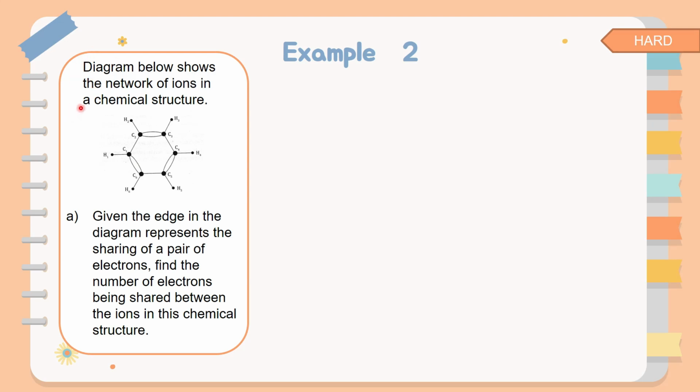Okay, the diagram below shows the network of ions in the chemical structure. Okay, this is the chemical structure. You already learned about this structure in chemistry, right? Yes. What is C? What is H? In chemistry, in science.